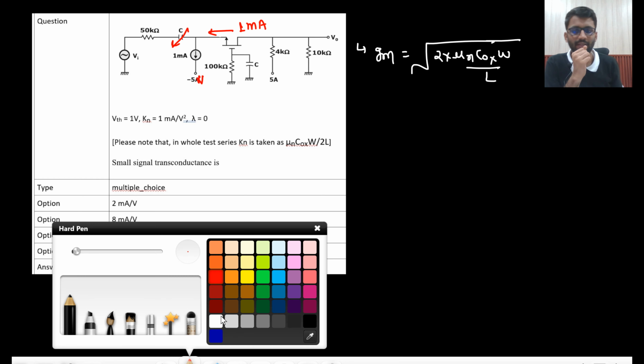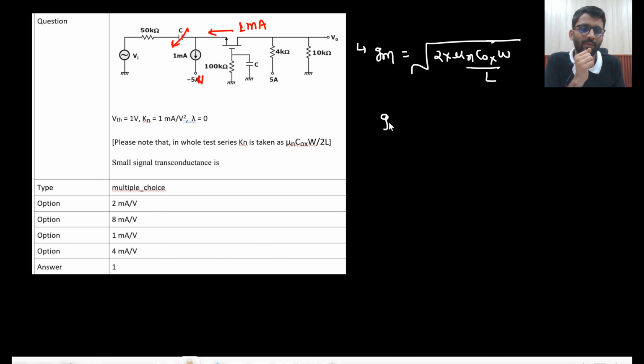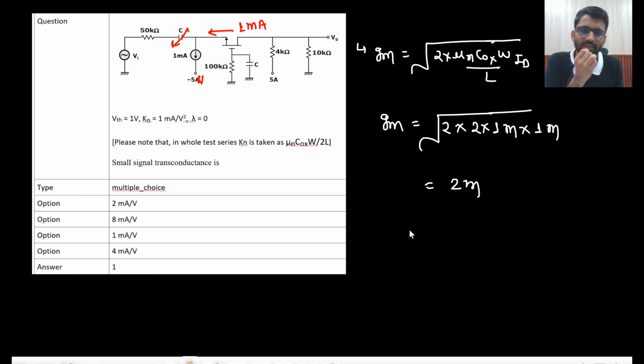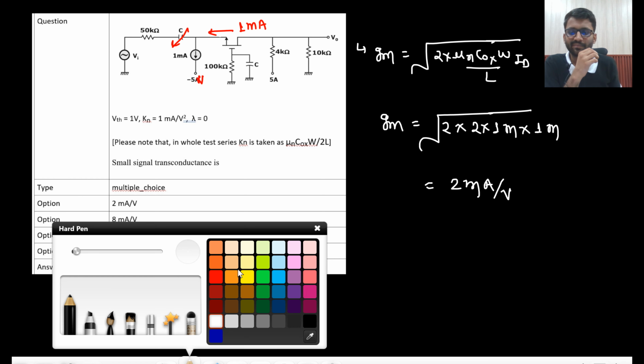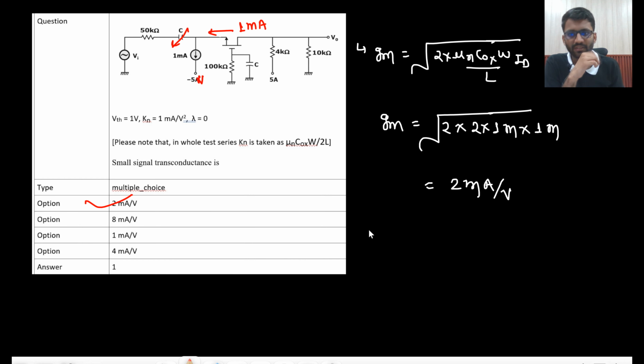That's it. Right? So GM would be equal to root of 2 into 2 into 1 milli into 1 milli. So basically 2 milli is the answer. Okay, 2 milliampere per volt. So this is the correct answer.